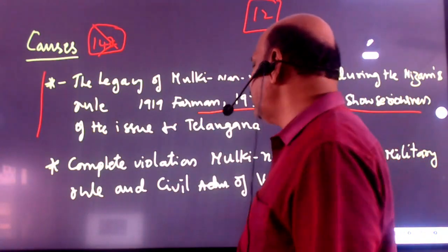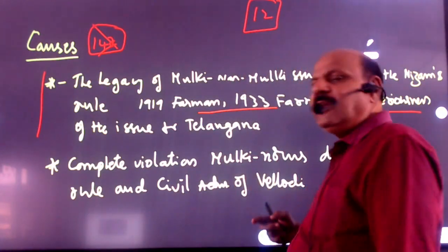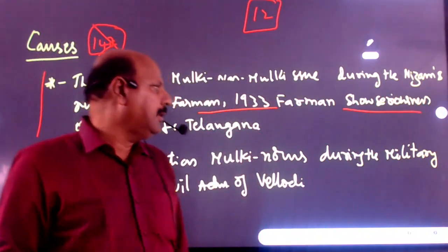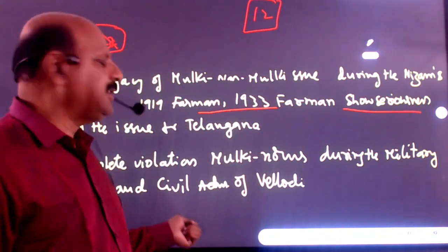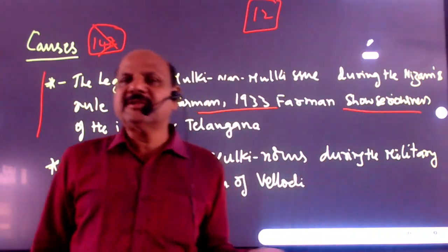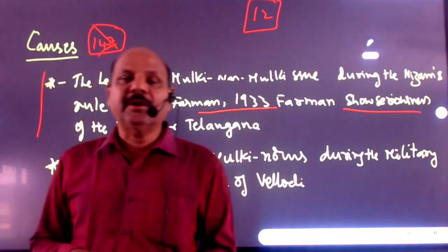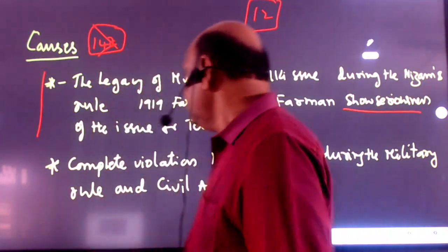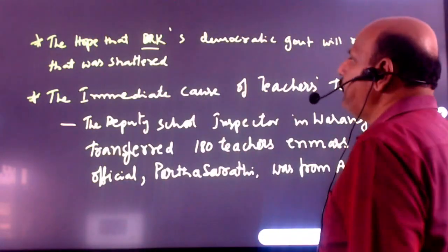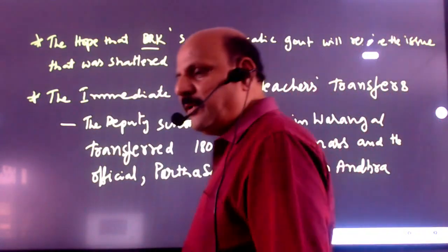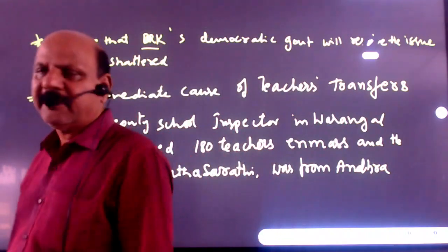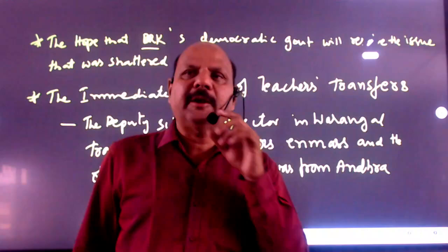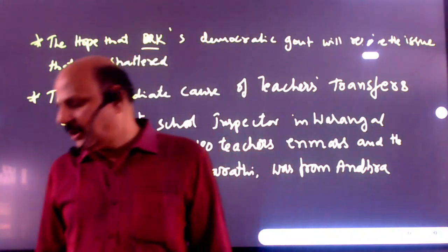So the second important cause is a complete violation of Mulki norms by Chowdhury or military rule as well as the civil administration under Vellondi. That also worsened the situation after the end of Hyderabad state. The third point is, when we had Hyderabad state formed, we had the elections and the Congress government was formed, led by Burgula Ramakrishna Rao.